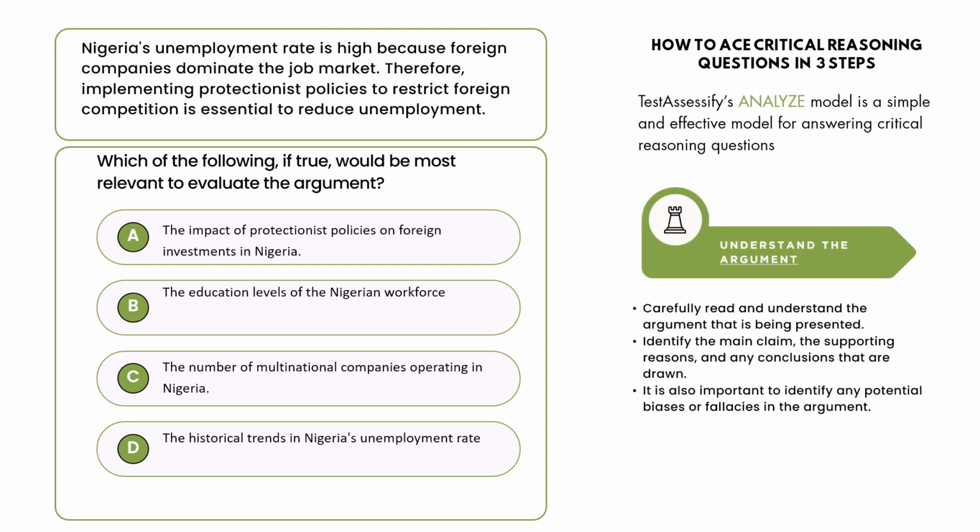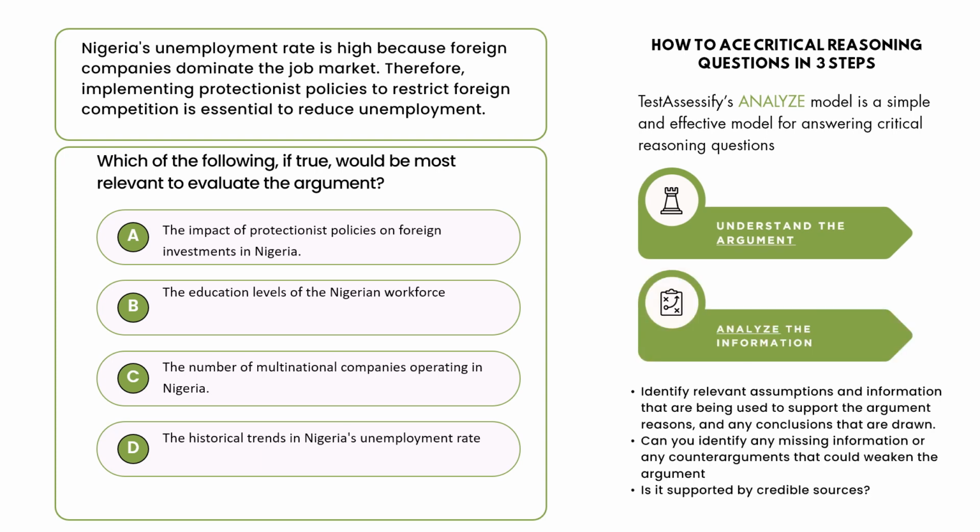Step one of the ANALYZE method is to understand the argument. And this means reading and understanding the argument that is being presented. What we want to do is identify the main claim, the supporting reasons, and any conclusions that are drawn. It is very important that we identify any potential biases because this is actually very important.